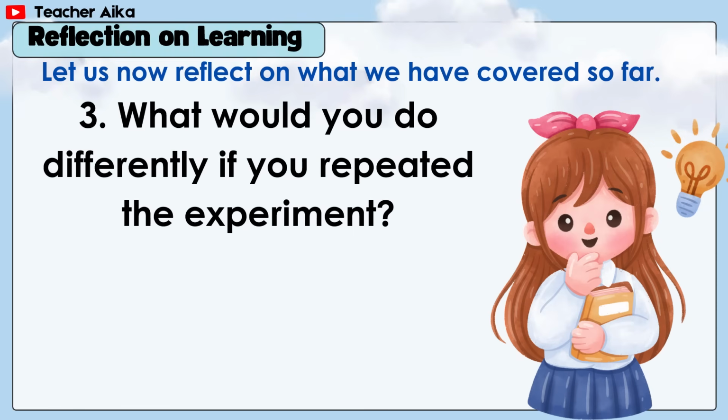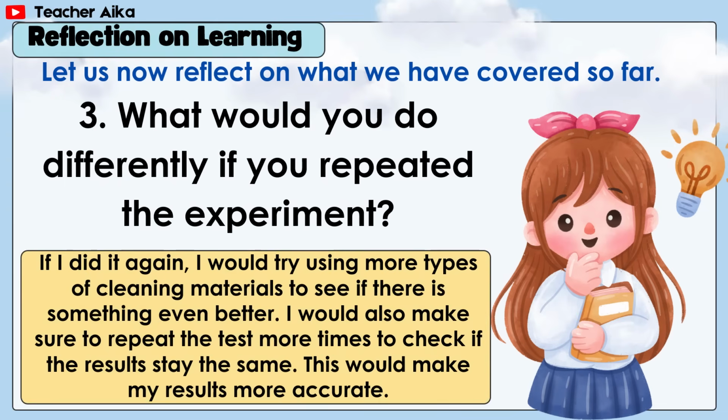Number 3, what would you do differently if you repeated the experiment? Answer, if I did it again, I would try using more types of cleaning materials to see if there is something even better. I would also make sure to repeat the test more times to check if the results stay the same. This would make my results more accurate.